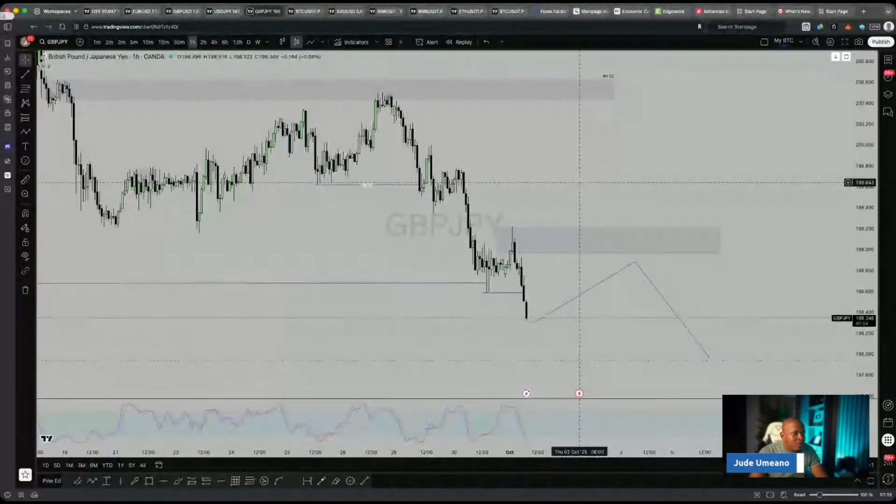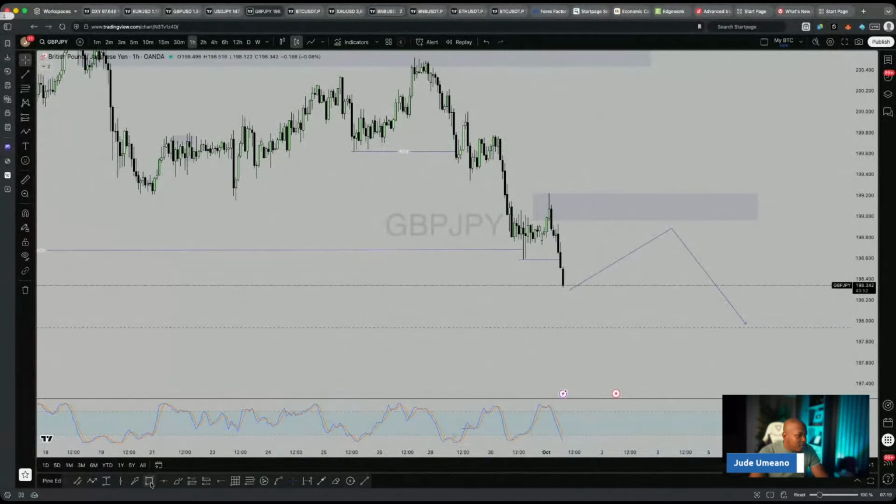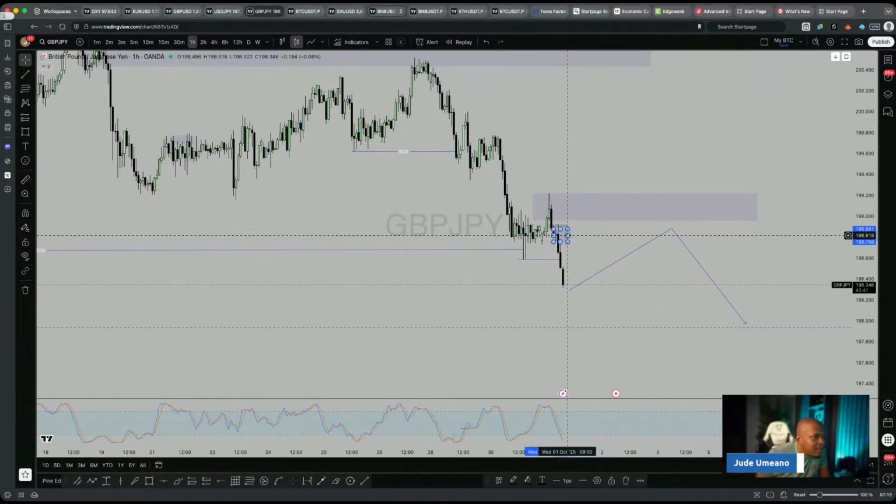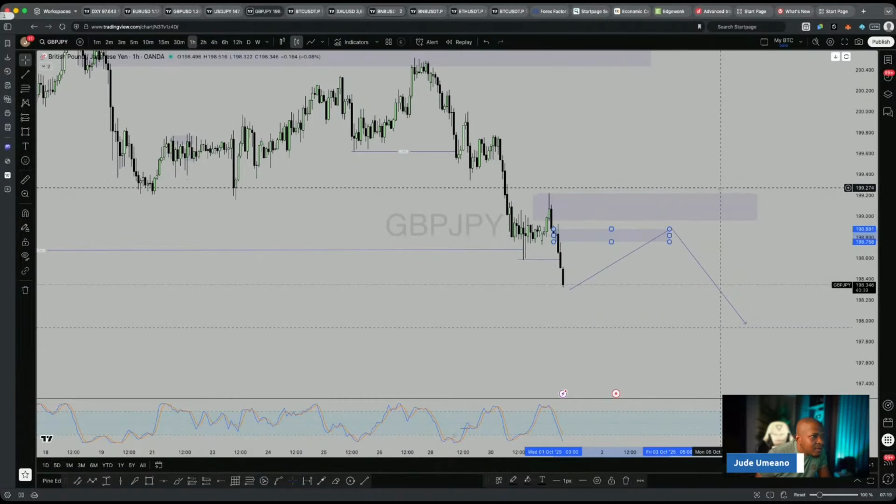So if you look here, there is still another zone here. Okay, this one is taking. It's actually taking. It's not. Yeah, we still have a tiny fair value gap there, not taking.